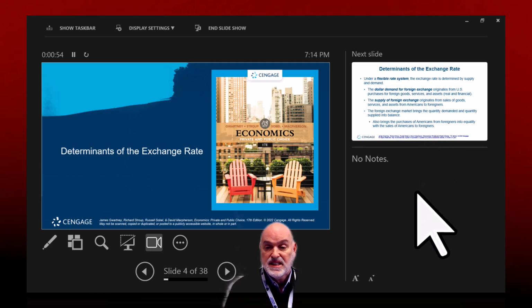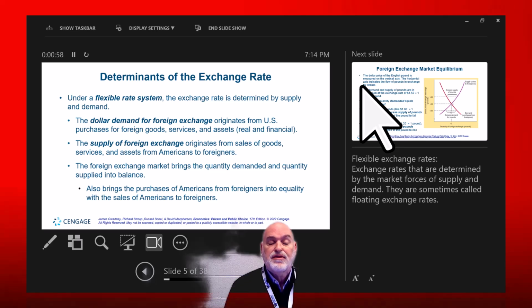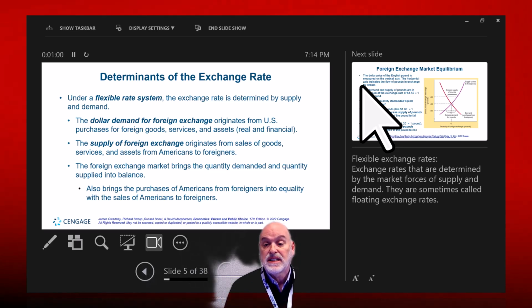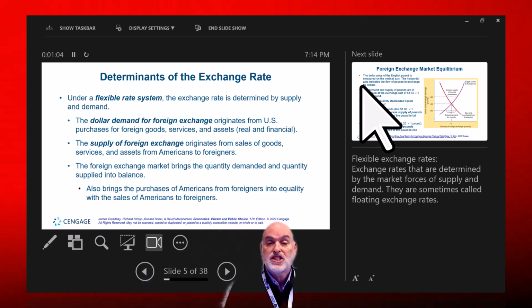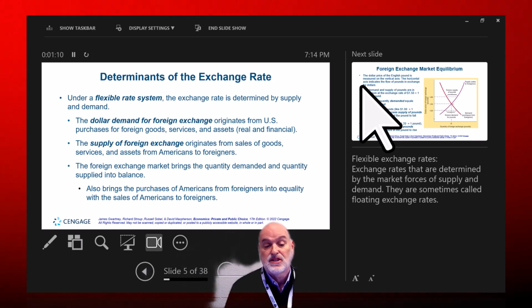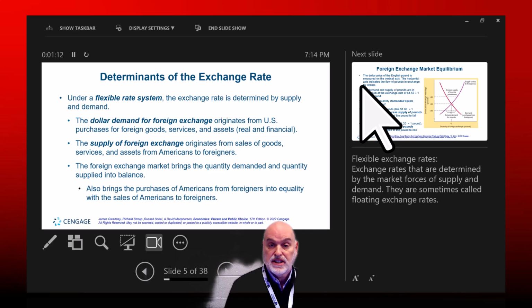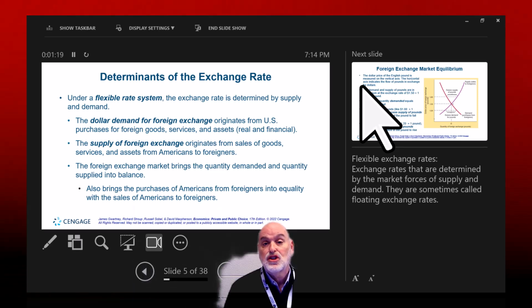Determinants of the exchange rate. Under a flexible rate system, the exchange rate is determined by supply and demand. The dollar demand for foreign exchange originates from U.S. purchases of foreign goods, services, and assets, real and financial. The supply of foreign exchange originates from sales of goods, services, and assets from Americans to foreigners.